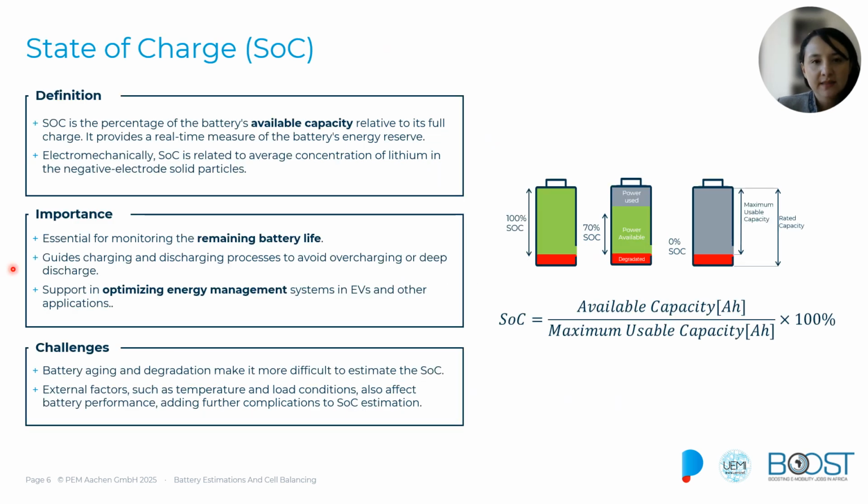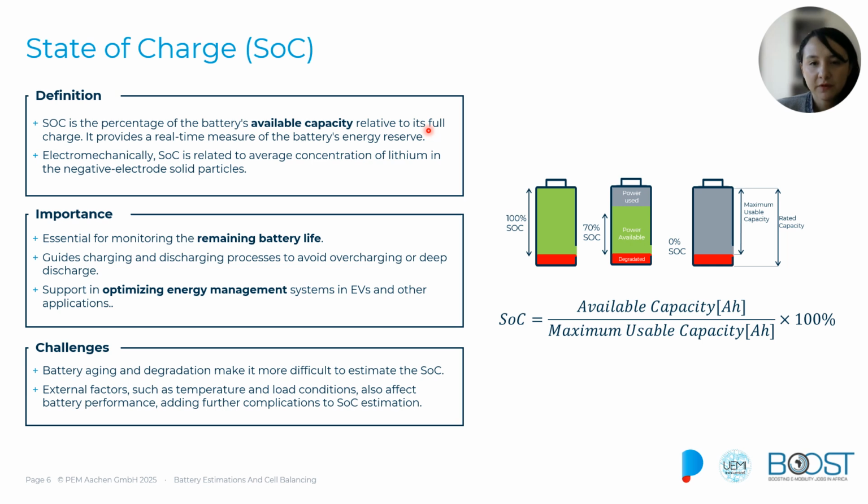So let's start with the state of charge estimation, and let's remember its definition. As was said before, the state of charge represents the percentage of the capacity of a battery that is available, relative to its full maximum usable capacity.